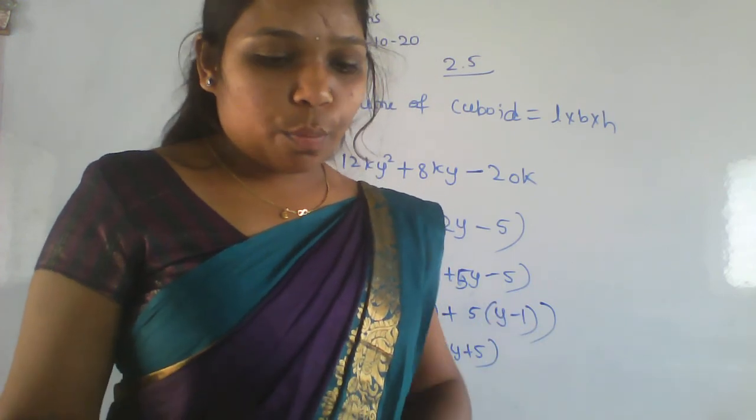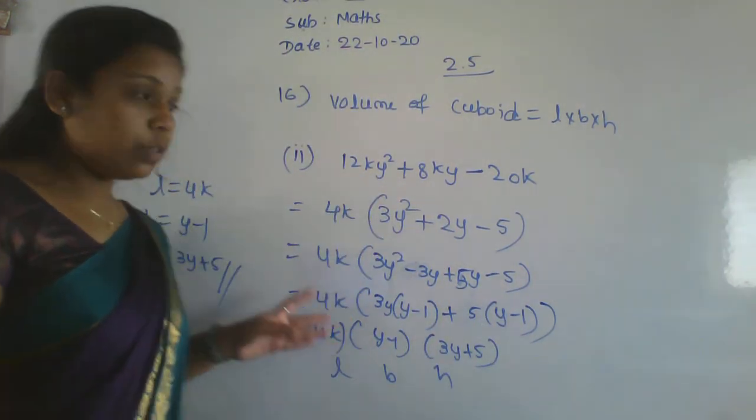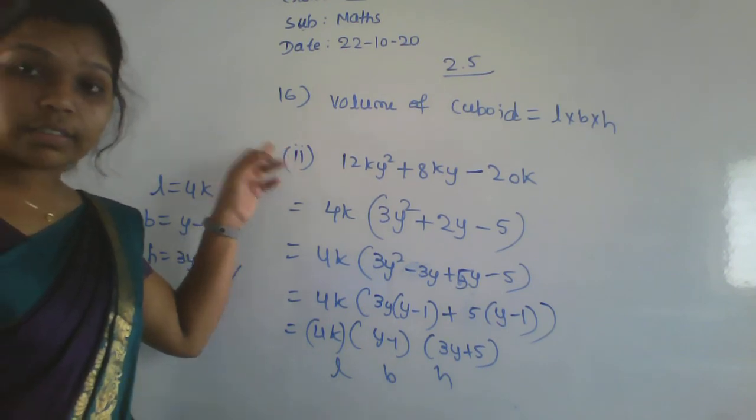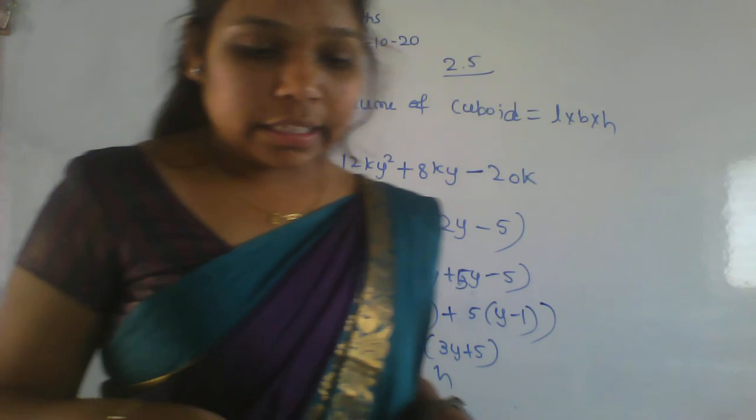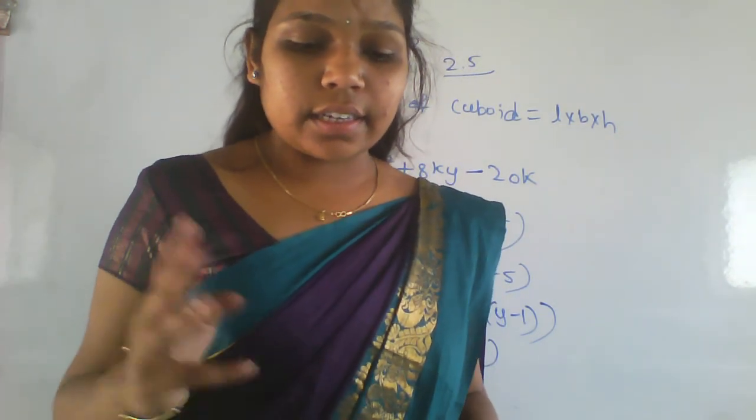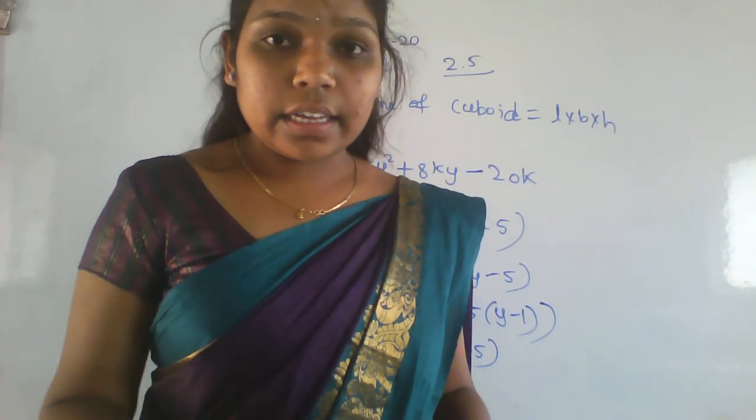So the homework is to solve this 2.5 in HW first. After that, solve in the CW. That is the homework for you. We'll meet in the next class. We'll start the third chapter, coordinate geometry, in the next class.